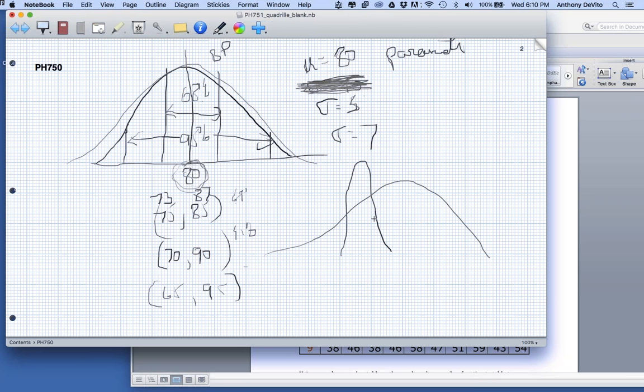Difference between, matter of fact, maybe let me undo that. See if it'll let me undo it.